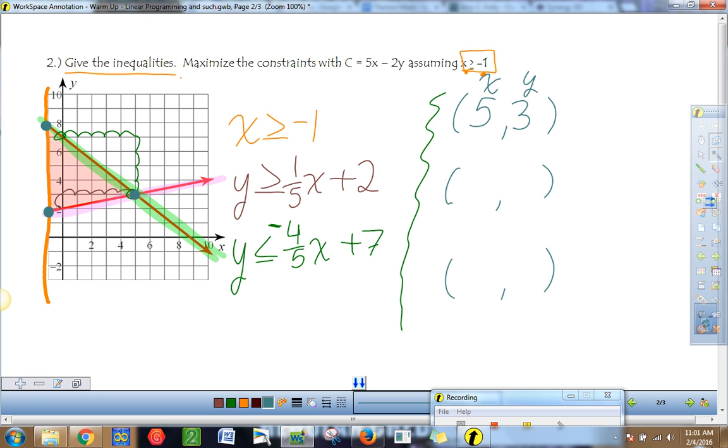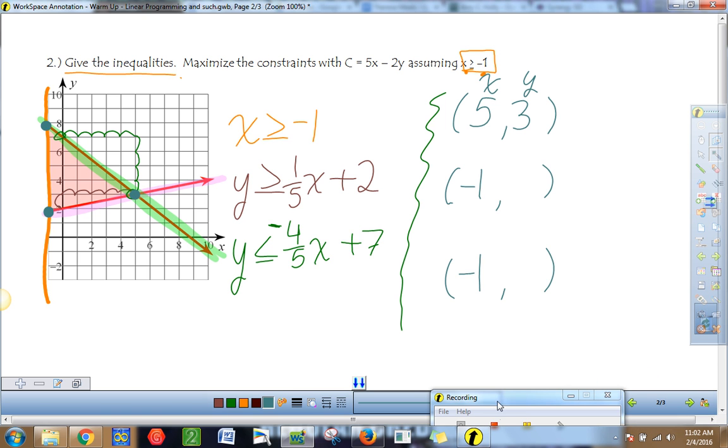The other ones, they're not lined up. They're not perfect points. But what do you know about them? You know one of the pieces to the coordinate. What do you know? We know that the x is -1 for each of these, right? Well, if you know your x value, can't you find your y value? That's what linear equations are for, right? That's what you plug in for.